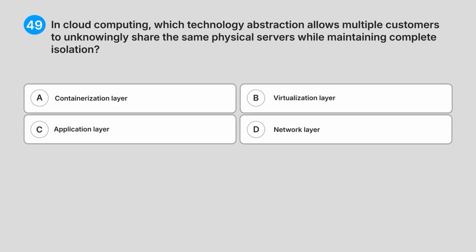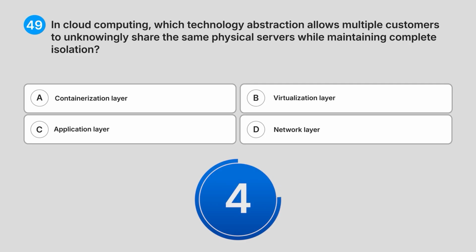49. In cloud computing, which technology abstraction allows multiple customers to unknowingly share the same physical servers while maintaining complete isolation? A. Containerization layer. B. Virtualization layer. C. Application layer. D. Network layer. Can you guess the answer?